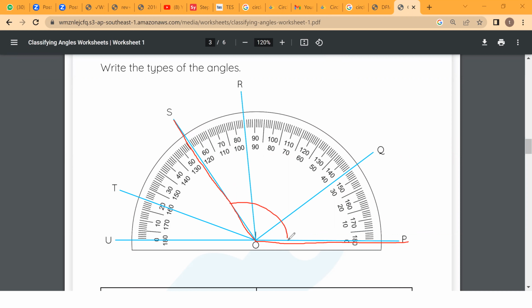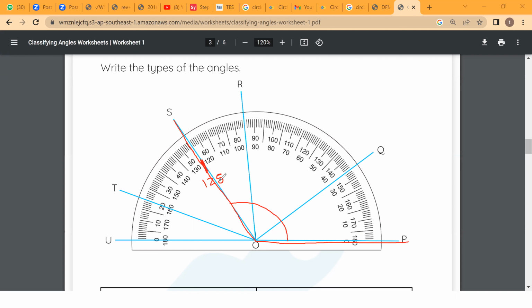So we start at 0. What's the measurement of this angle, SOP? 55? No, definitely not. You start at the bottom. Use the bottom scale. So it's 0, 10, 20, up to 120. Yes, it's 125, because it's between 120 and 130. So 125, what type of angle is that? Obtuse. Very good. So angle SOP is an obtuse angle.